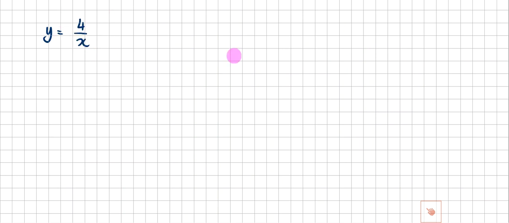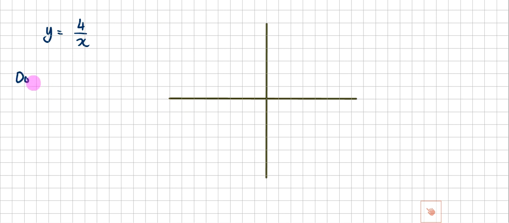Okay, so first off, I'm just going to put a little graph. I know I can have it in all 4 quadrants. So, the domain. What's the domain? Well, we're going to write this. I'm going to say x is an element of fancy R, but x cannot equal 0.